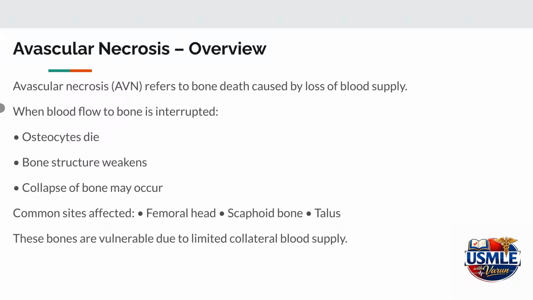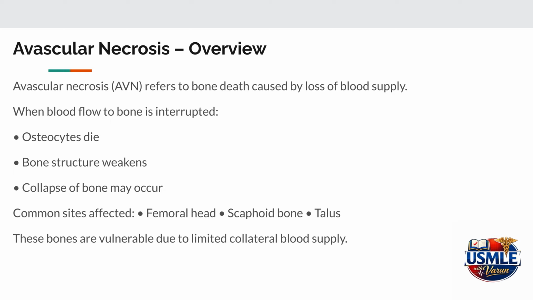Next, we will discuss avascular necrosis. Another most important complication that is associated with bone injury is avascular necrosis, which can also be called osteonecrosis. Avascular necrosis occurs when the blood supply to a bone is disrupted. Without adequate blood flow, osteocytes within the bone die, leading to progressive bone weakening. Over time, the structural integrity of the bone collapses, which leads to joint degeneration.